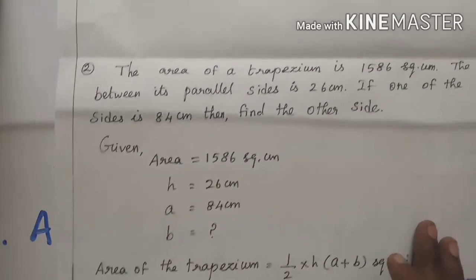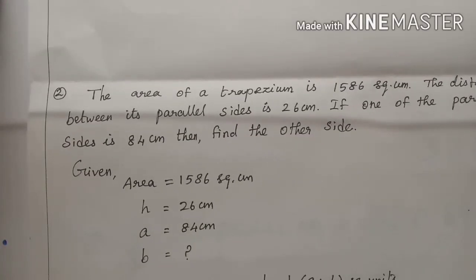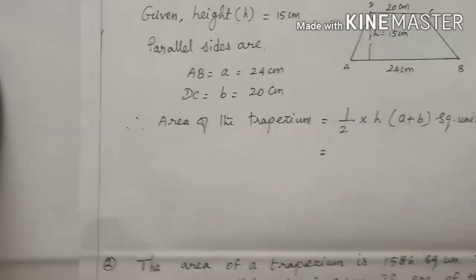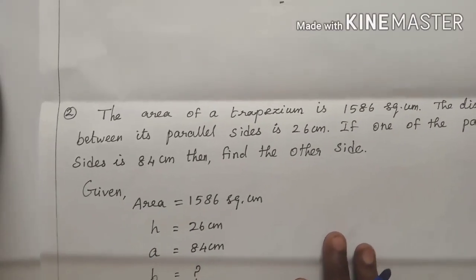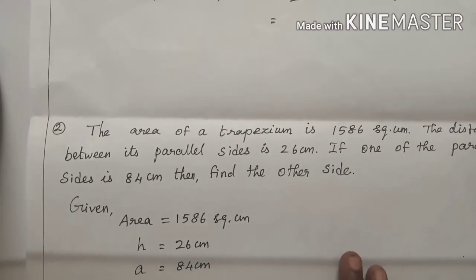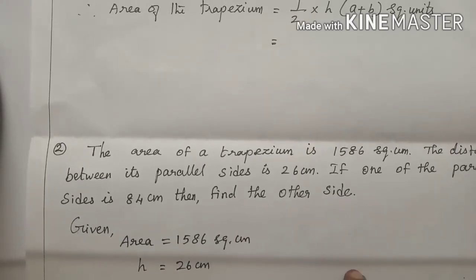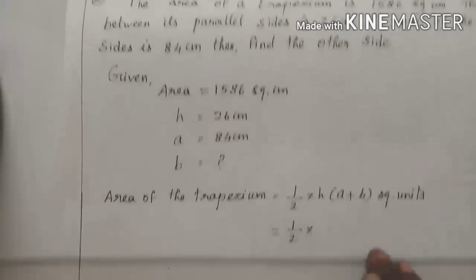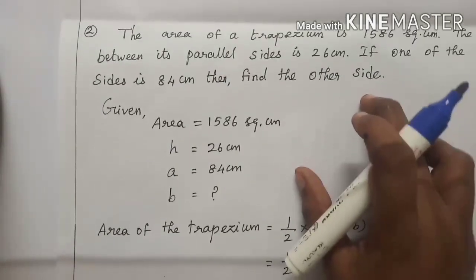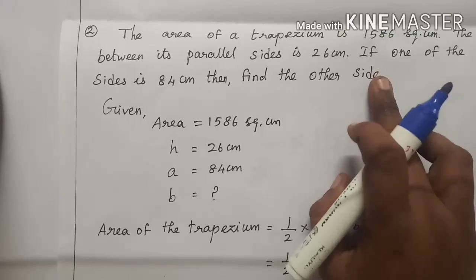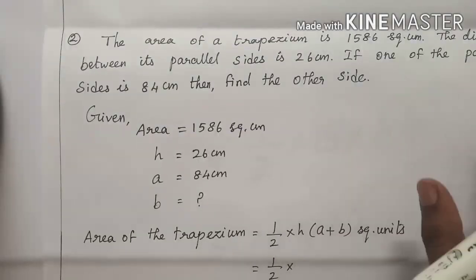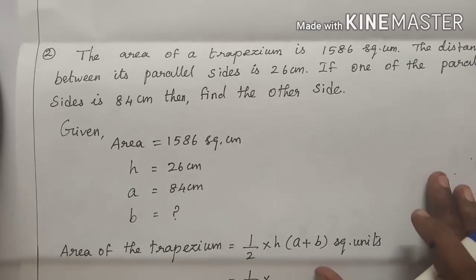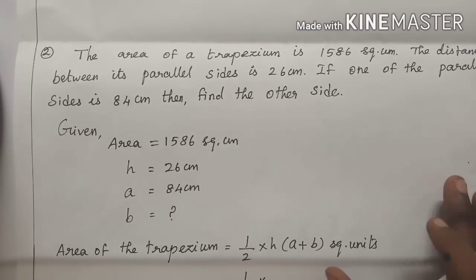Next sum. Listen here. The area of trapezium is 1586 square centimeter. The distance between its parallel sides is 26 centimeter. If one of the parallel sides is 84 centimeter, find the other side.